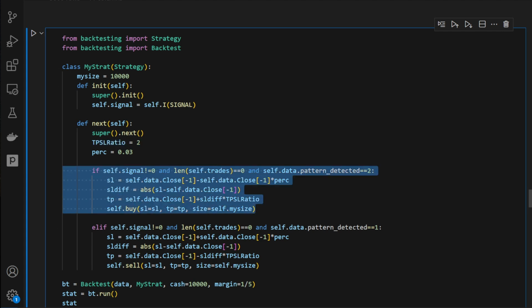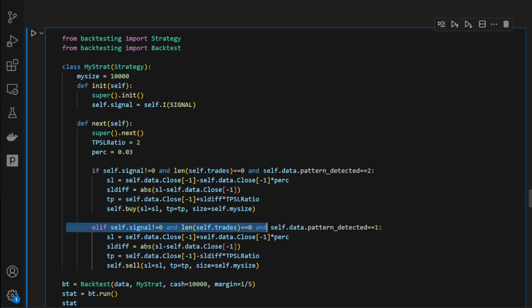Same thing for the selling position. If the pattern detected is equal to 1, we don't have any open trade currently on the market, we define the stop loss, the stop loss distance, then the take profit using the ratio, and then we can pass a selling position or a short position using the stop loss, take profit, and the size of the position.